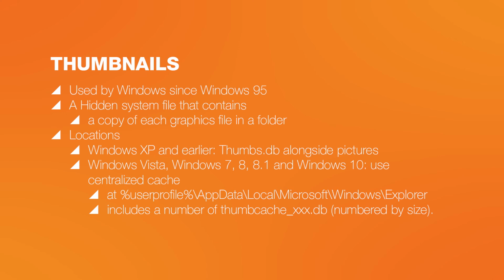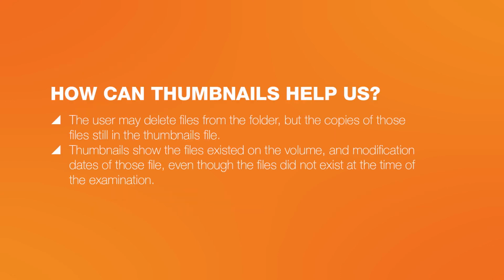In Windows XP and earlier, thumbnails are stored in thumbs.db in the same directory as the graphics. Since Windows Vista, the cache files are stored in a centralized location under Explorer. The centralized thumbnail cache includes a number of files called thumbcache_numerical_number.db. Why is the thumbnails file an important artifact?